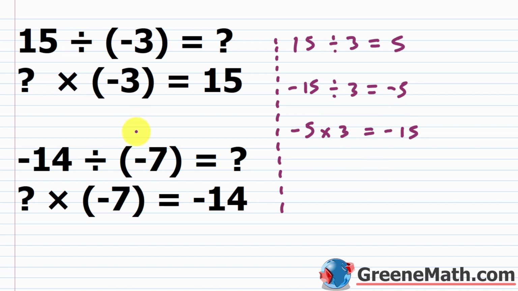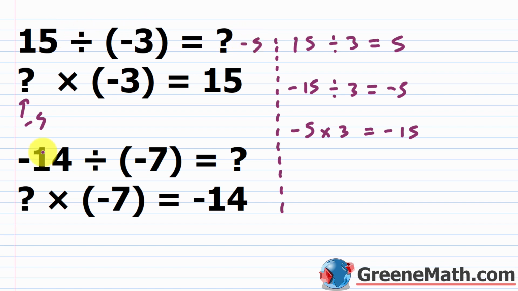Okay, so that's one way to think about it. I have some things set up over here. So now we're doing 15 divided by negative 3 equals what? Well, again, what times negative 3 would be 15? This right here would have to be a negative 5 now, because negative times negative would be positive. So negative 5 times negative 3 would be positive 15. So that means 15 divided by negative 3 would be negative 5.